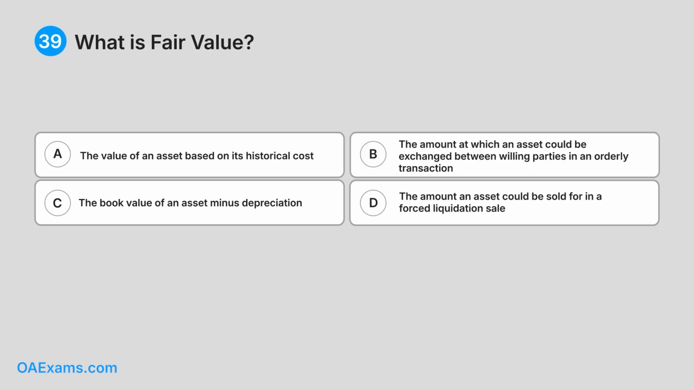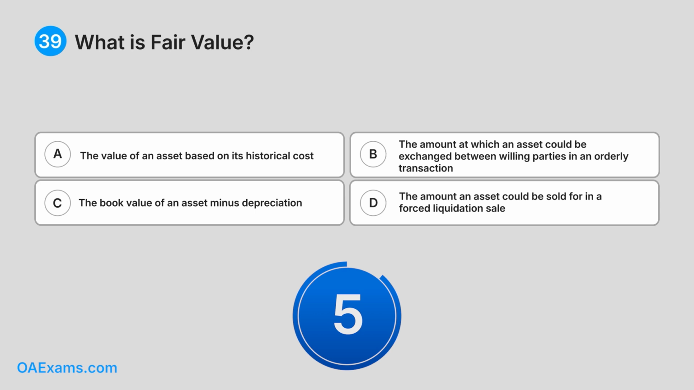39. What is fair value? A. The value of an asset based on its historical cost. B. The amount at which an asset could be exchanged between willing parties in an orderly transaction. C. The book value of an asset minus depreciation. D. The amount an asset could be sold for in a forced liquidation sale. Can you guess the answer?